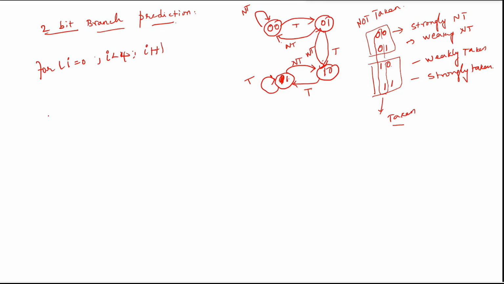So during your examinations, they may give any code, or they will ask you to find out the misprediction state. Okay, so we will take the same case. Let the i values be 0, 1, 2, 3, 2.